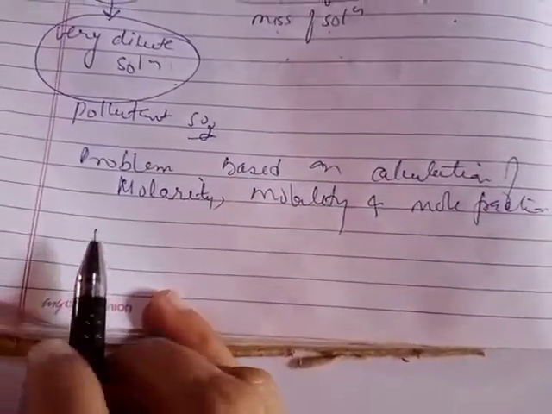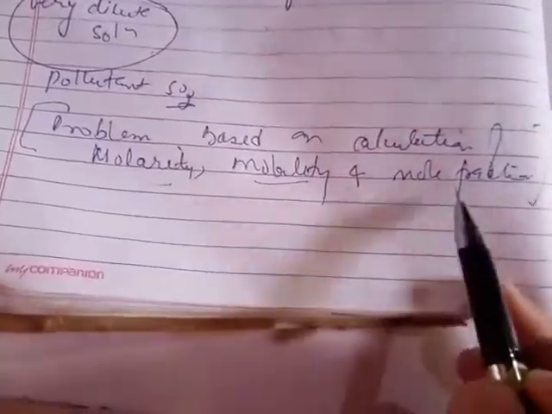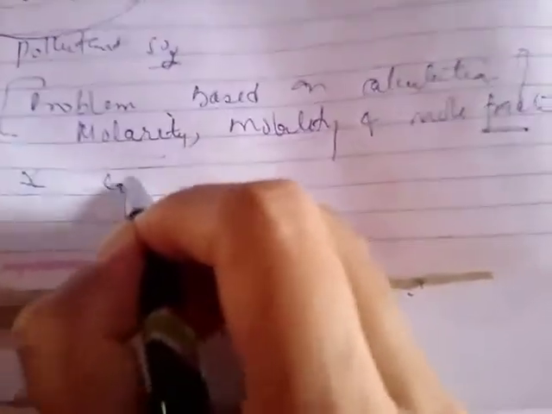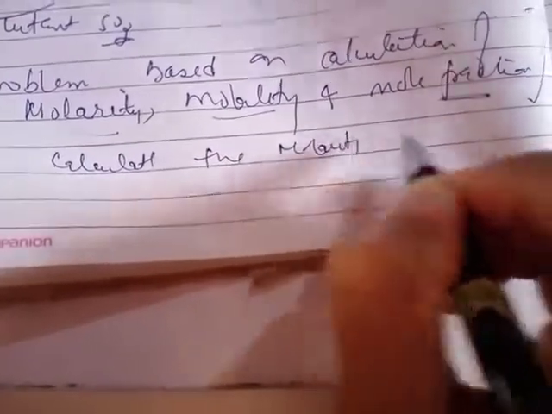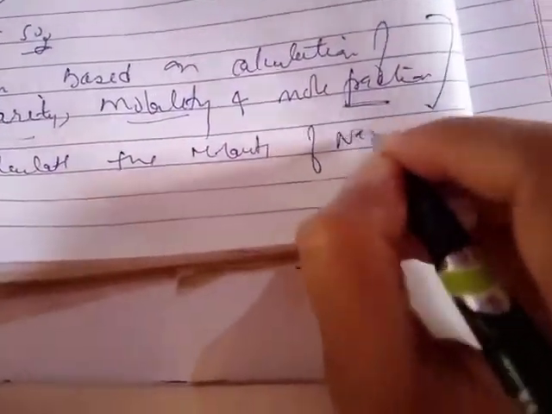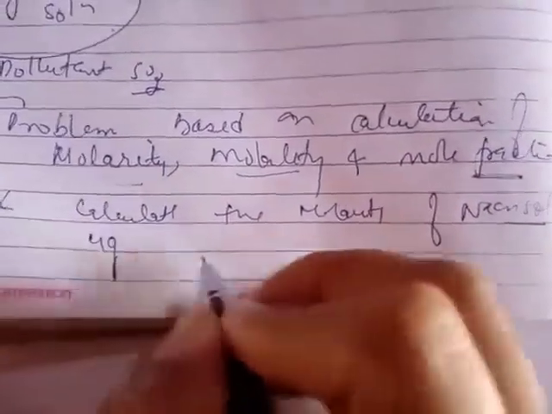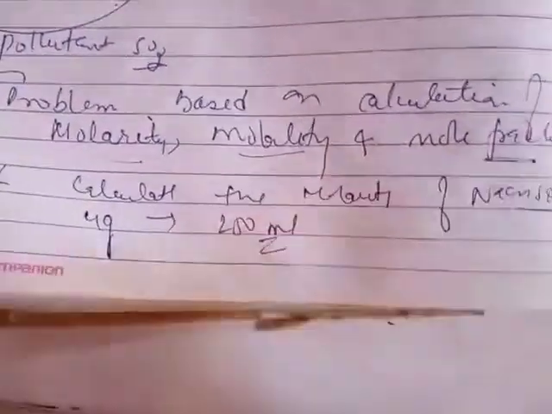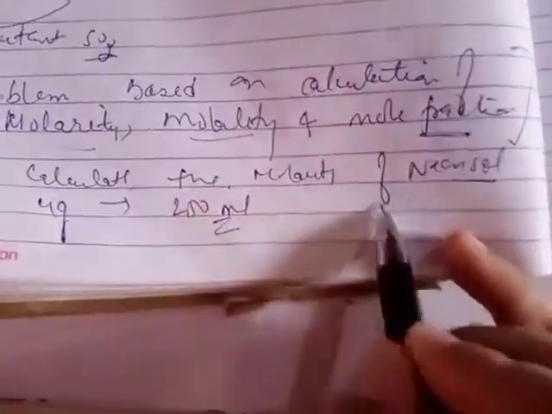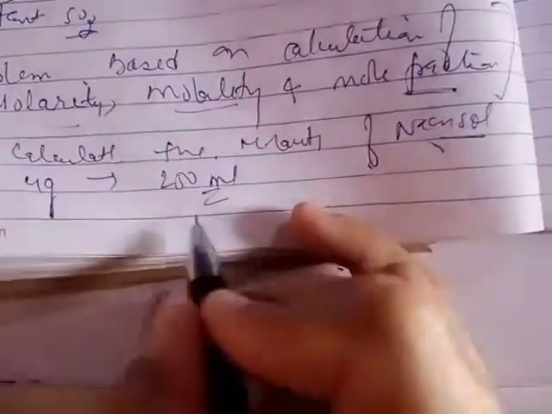The next topic is how to solve problems based on molarity, molality and mole fraction. This is the numerical portion. Suppose a statement is given to us: calculate the molarity of NaOH solution prepared by dissolving 4 gram of it in 250 ml of the solution. Clear? I repeat it again. Calculate the molarity of NaOH solution prepared by dissolving 4 gram of it in enough water to form 250 ml of the solution.